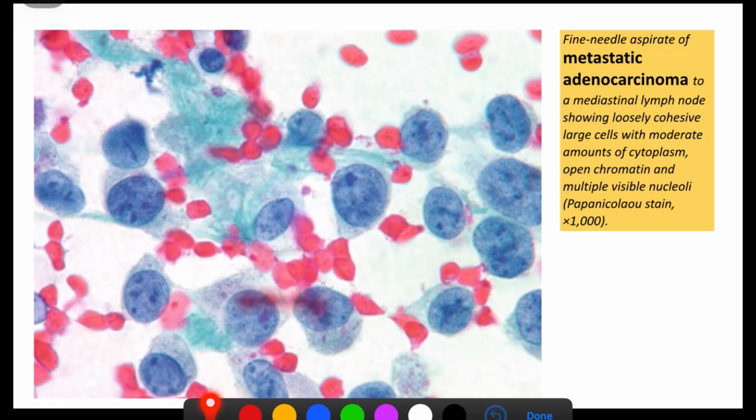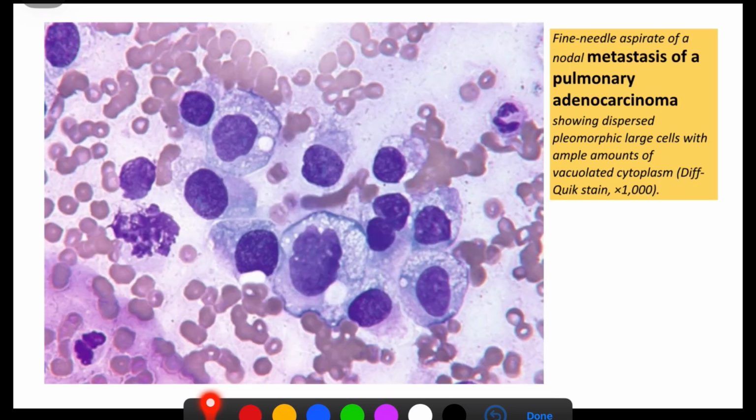This is again a metastatic adenocarcinoma where a mediastinal lymph node shows loosely cohesive large cells with a moderate amount of cytoplasm. Some of these cells show naked nuclei and multiple prominent nucleoli. This is again a pulmonary adenocarcinoma metastasis to lymph node, where you can identify dispersed pleomorphic large cells with abundant vacuolated cytoplasm.